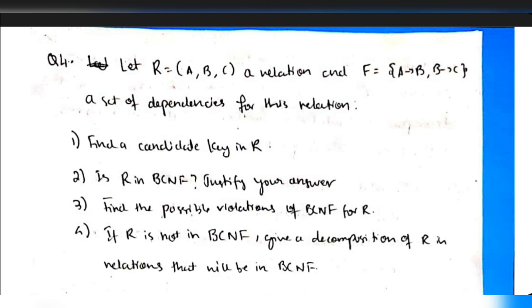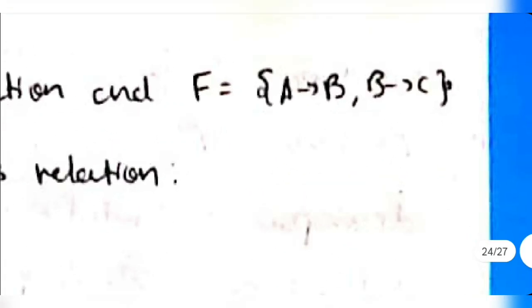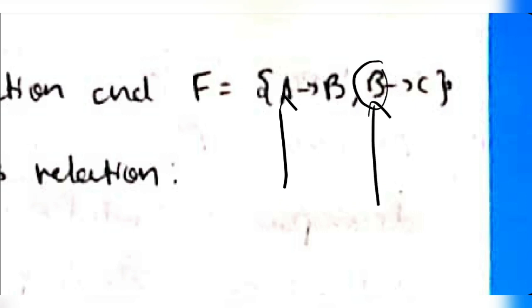Let's solve the first question. Find out the candidate key in R. What is a candidate key? The key that is used to determine all the other tuples. So if you observe here, in RHS which all keys are there? In LHS which all keys are there? A is there and B is there. But we cannot consider B. Why? Because B is already appearing in the RHS. So eliminate B, we'll be remaining with A.